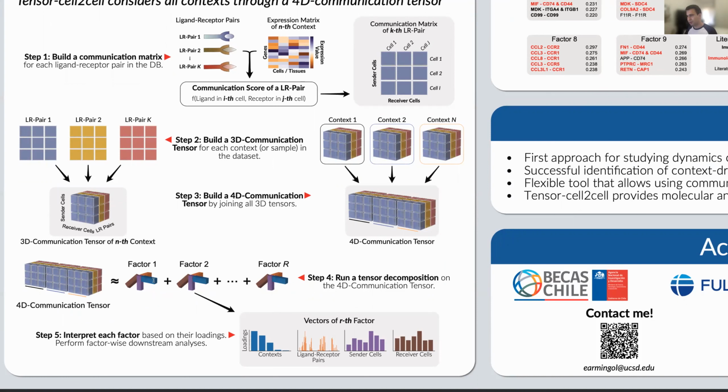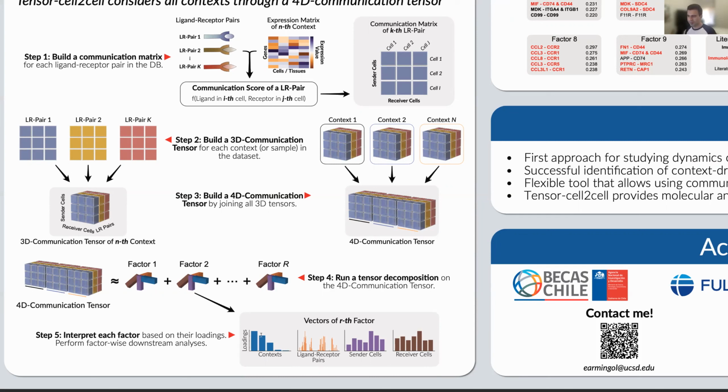And each of these factors would capture a prominent part of the cell-cell communication processes across all the contexts. These factors could be summarized by vectors, one vector for each of the dimensions in the tensor. So we can get loadings for the context in a given factor, the ligand receptor pairs in that same factor, and which ones are the sender and receiver cells. So we can have the dynamics of the communication across contexts.